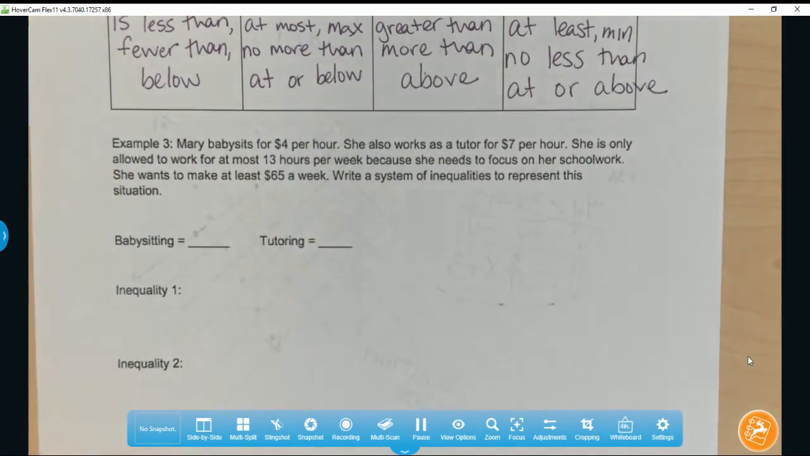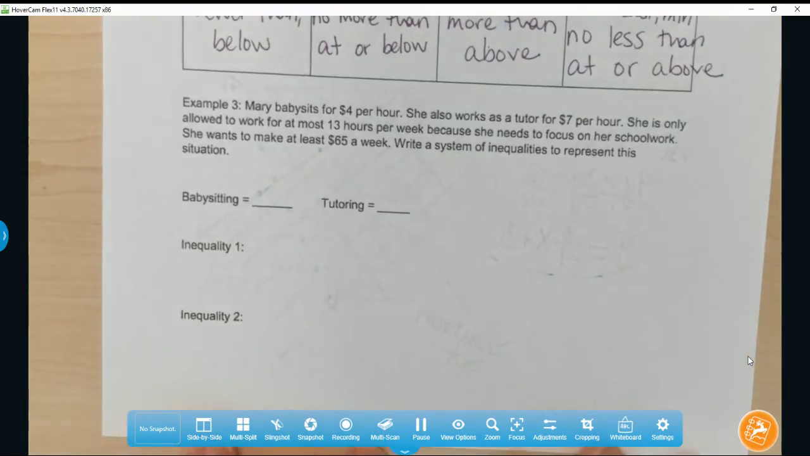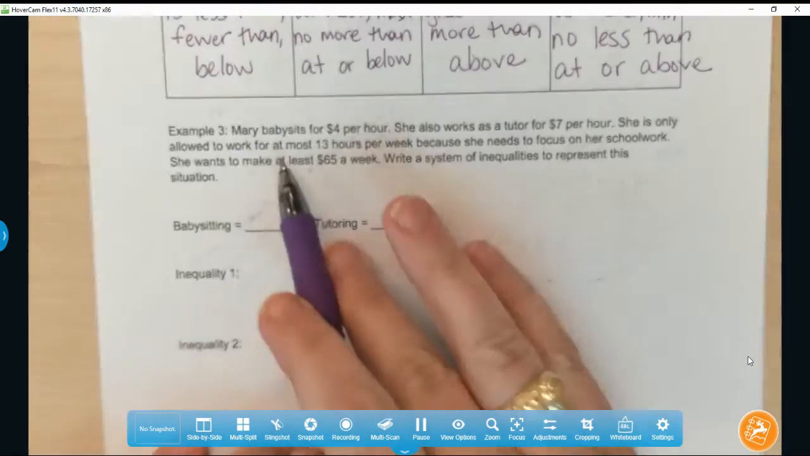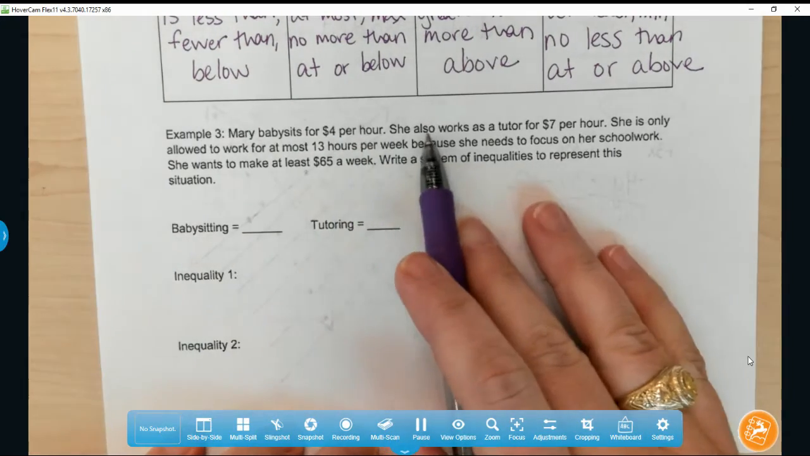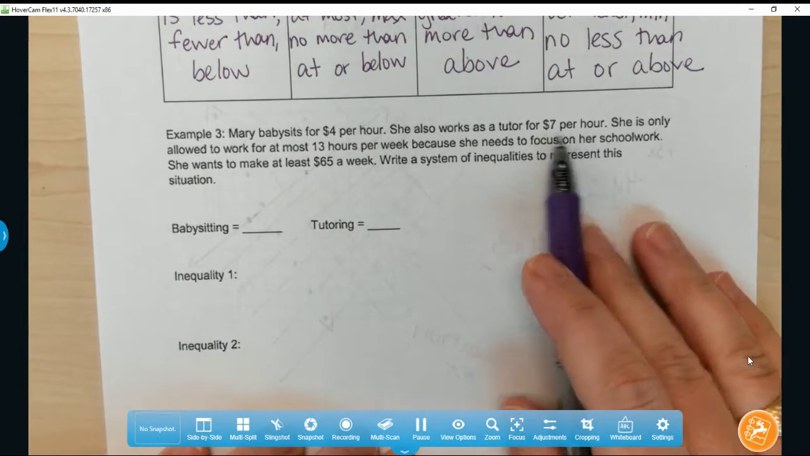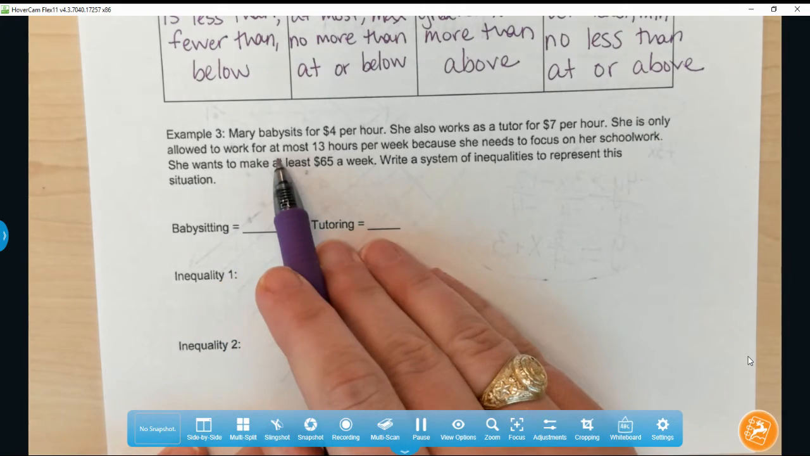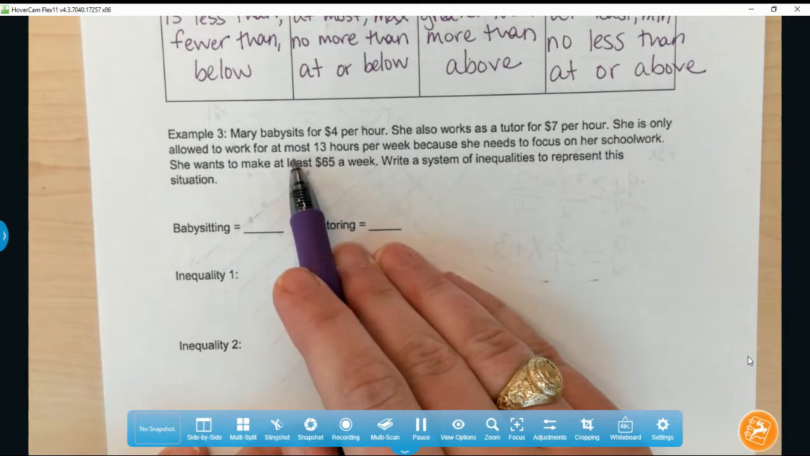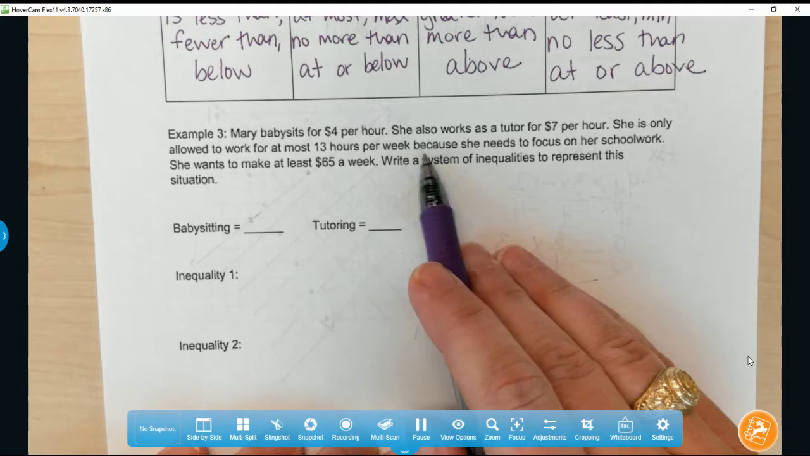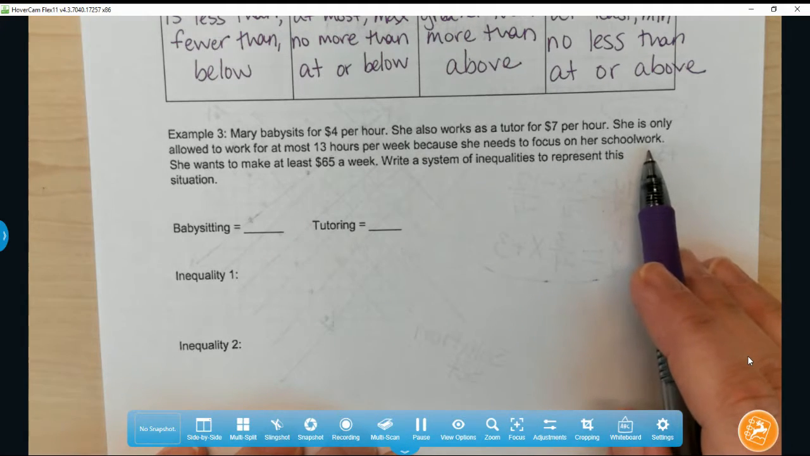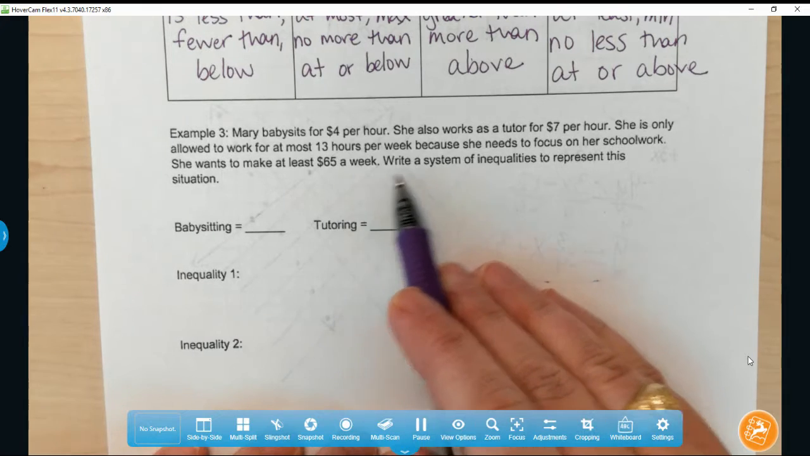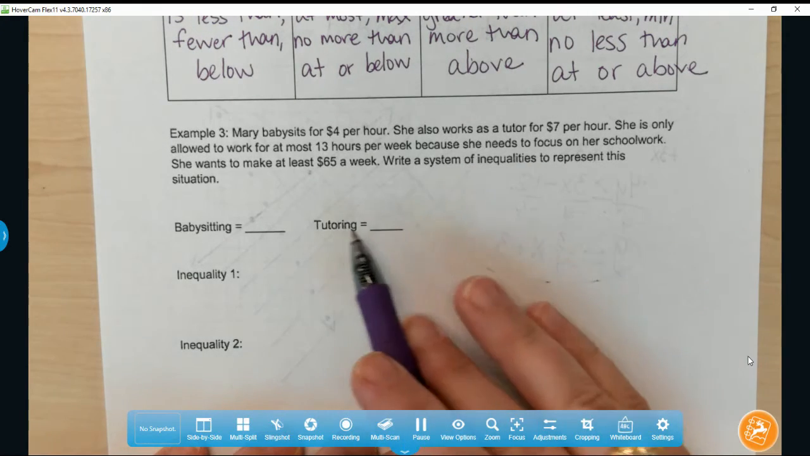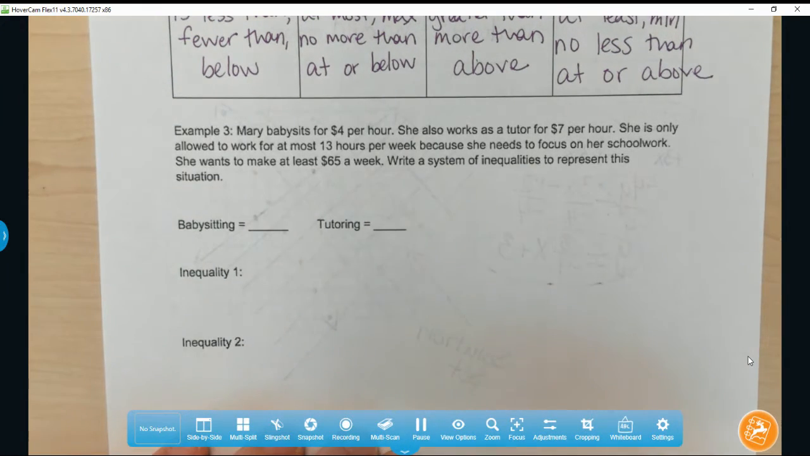Last but not least, a word problem dealing with inequalities. And on this one, we are just going to write the system. We are not going to solve it. So let's go ahead and read it. Mary babysits for $4 per hour. She also works as a tutor for $7 per hour. She is only allowed to work for at most 13 hours per week because she needs to focus on her schoolwork. She wants to make at least $65 a week. Write a system of inequalities to represent this situation.